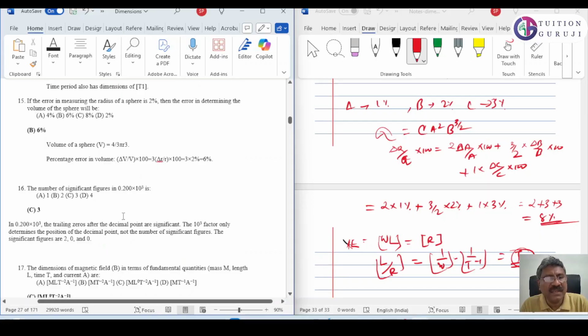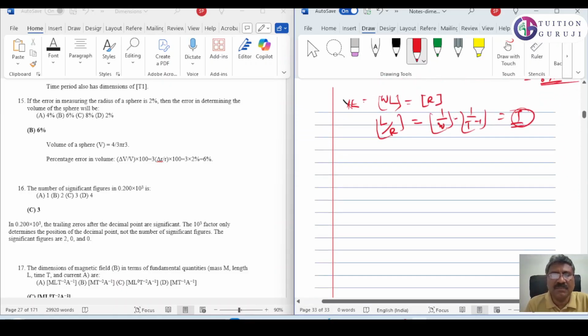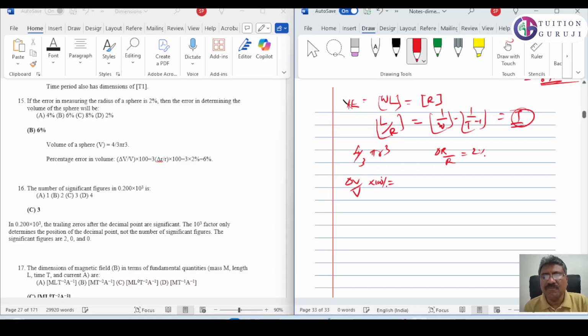Now, if the error in the measurement of radius of a sphere is 2%, then what is the error in determining the volume of the sphere? So the question is the error in volume of the sphere. Volume of a sphere, we know the formula: 4 by 3 pi r cube. Here delta R by R is given as 2%. So delta V by V into 100 is equal to 3 into delta R by R into 100, which is 3 into 2%, which will give 6%.